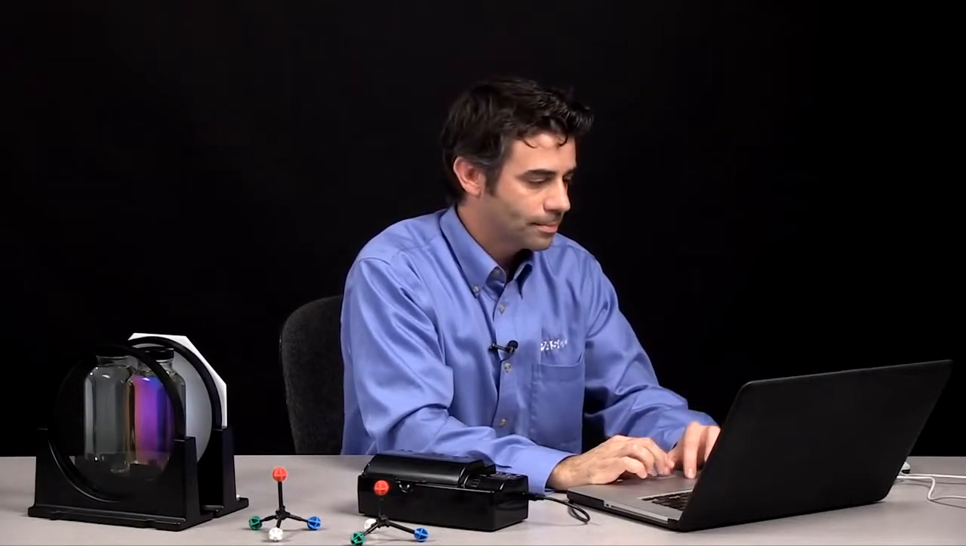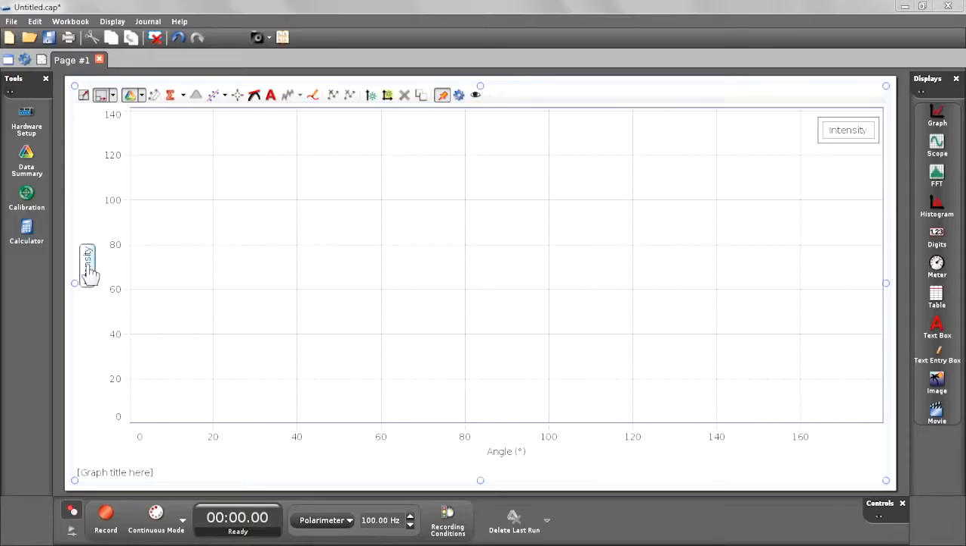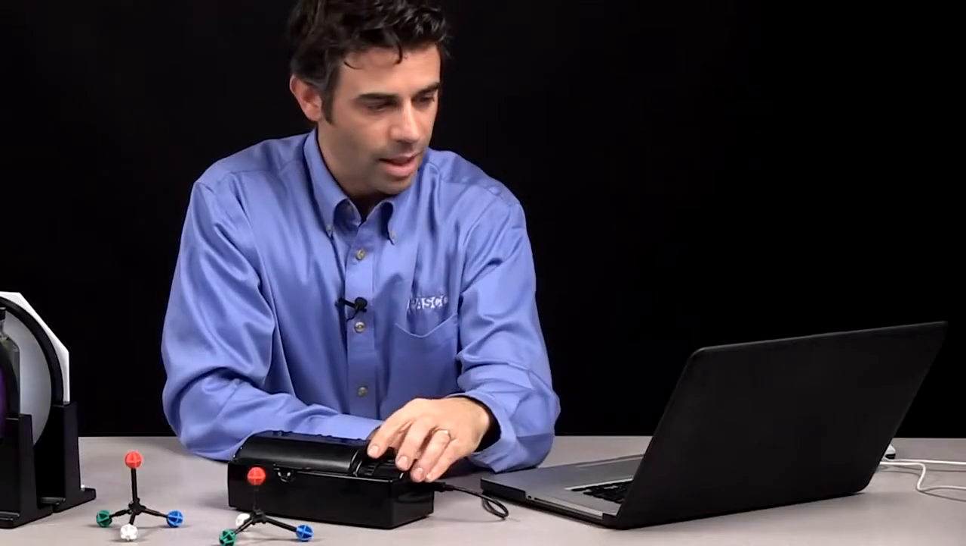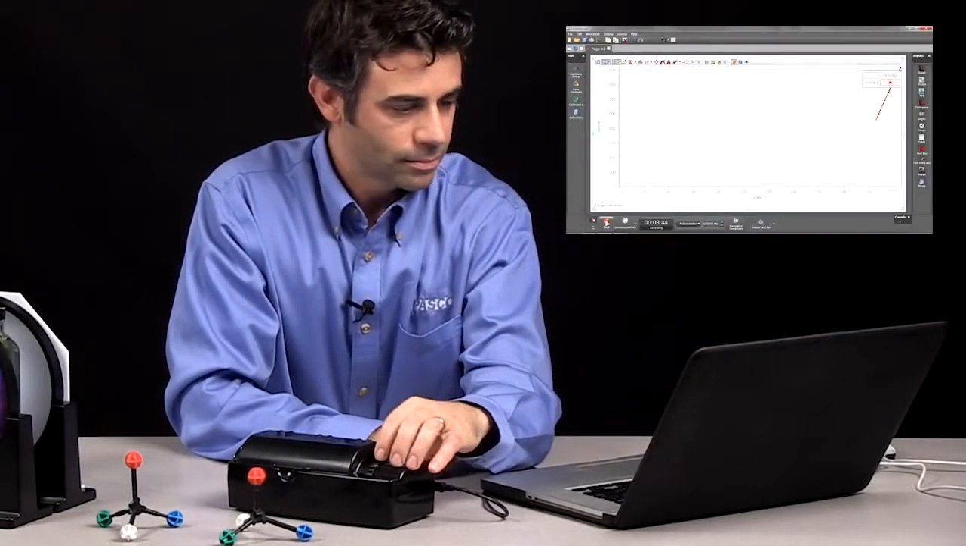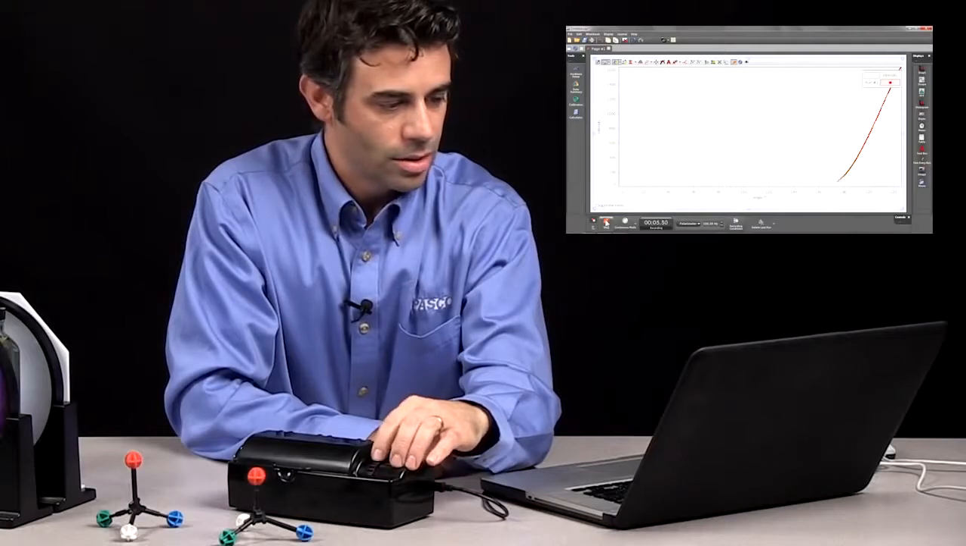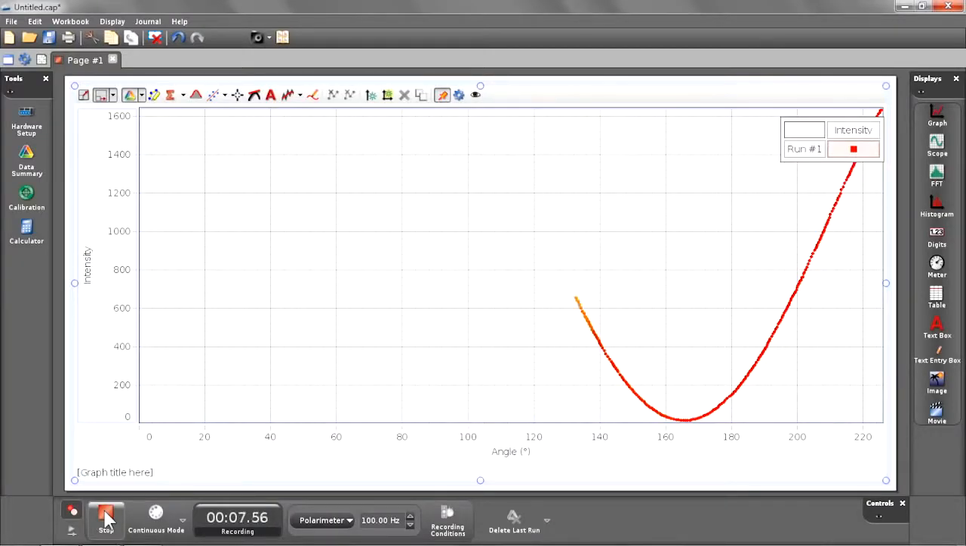So over here I have my polarimeter attached to the software. I have a graph of intensity, light intensity versus the angle. So I'll be able to measure the angle rotation. And I'm just going to hit record. And I'm going to start spinning the wheel. And you'll see that there's my plot of intensity versus angle of rotation.